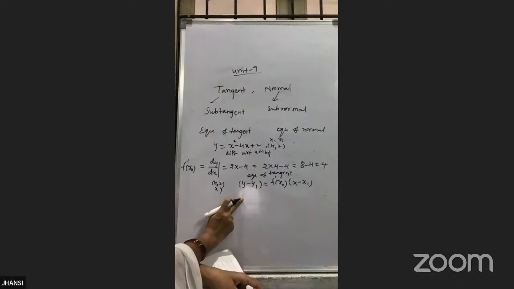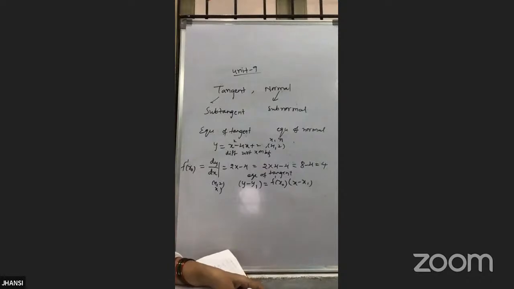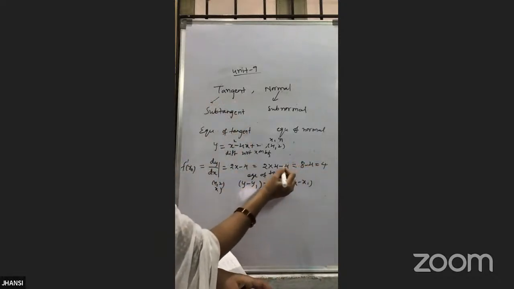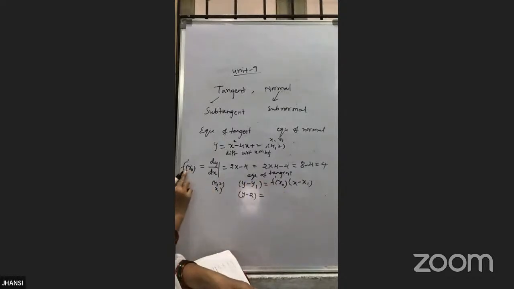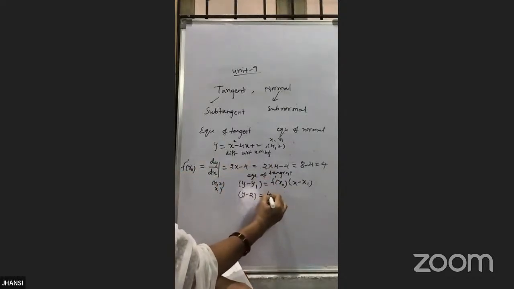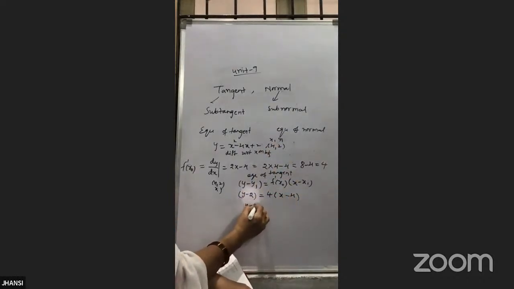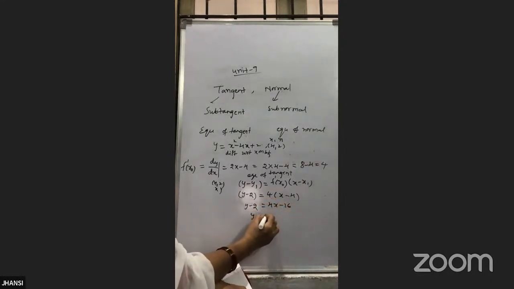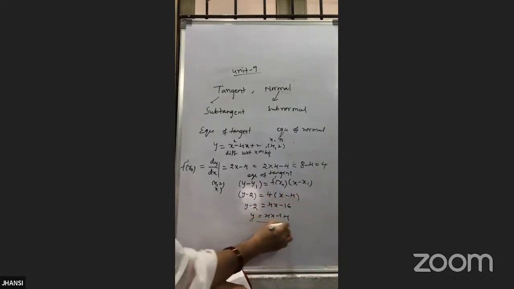So you should remember the formula here. Equation of tangent is y minus y1 equals f dash of x0 into x minus x1. Here, what is our y1 value? 2. So y minus 2 is equal to what we got, f dash of x0 value 4, so 4 into x minus 4. So y minus 2 is equal to 4x minus 16. So y equals 4x; if you take 2 to that side, you will get minus 14. So this is the equation of the tangent.